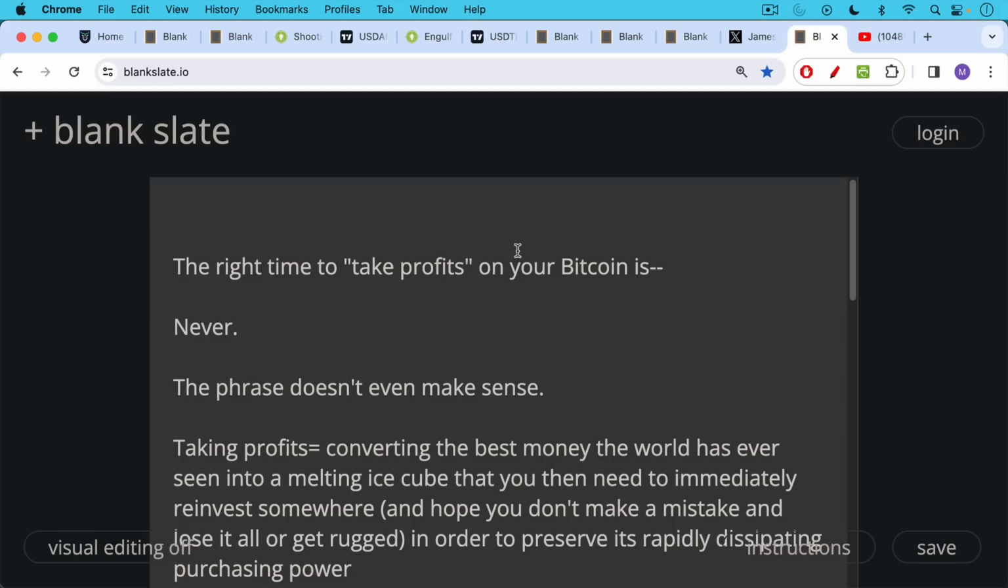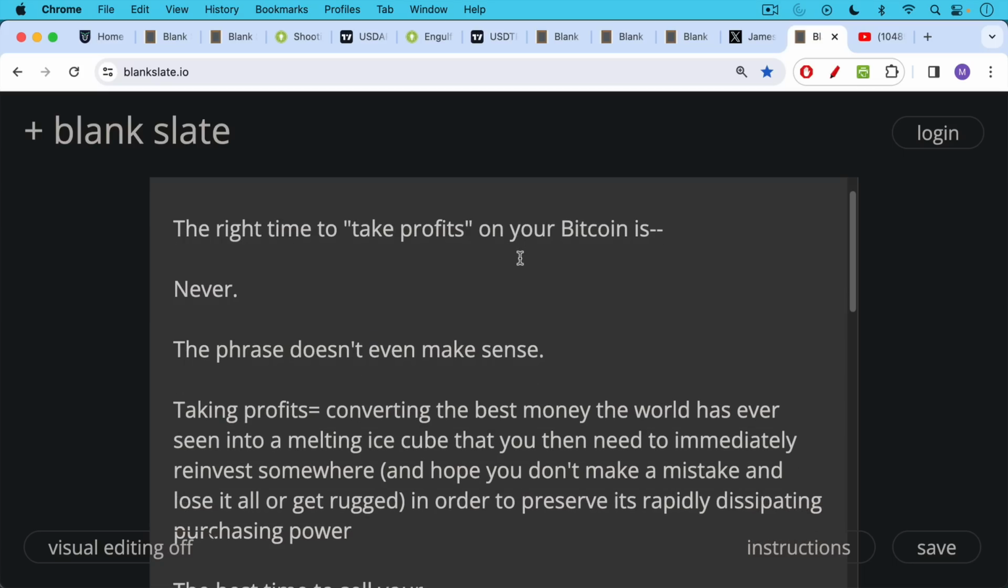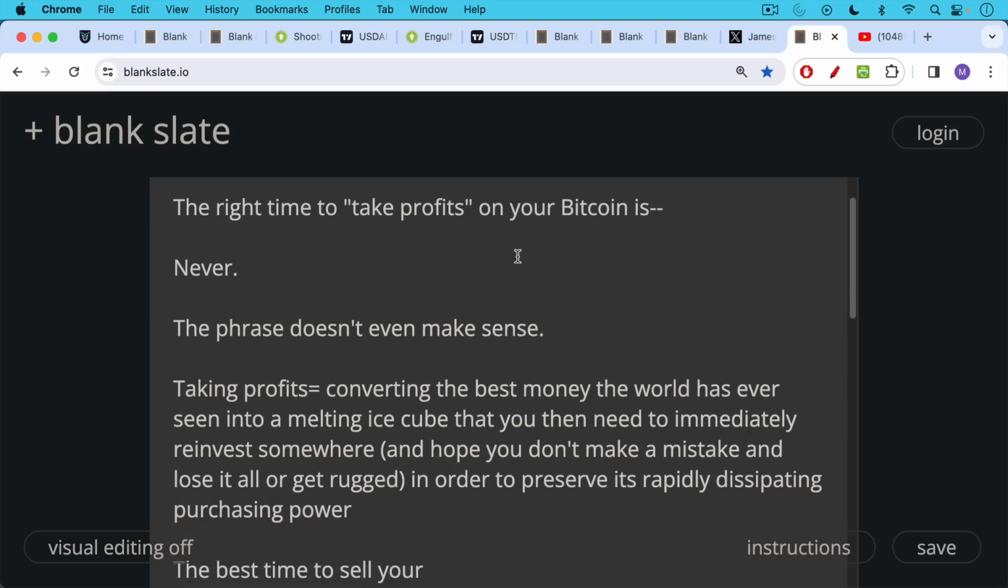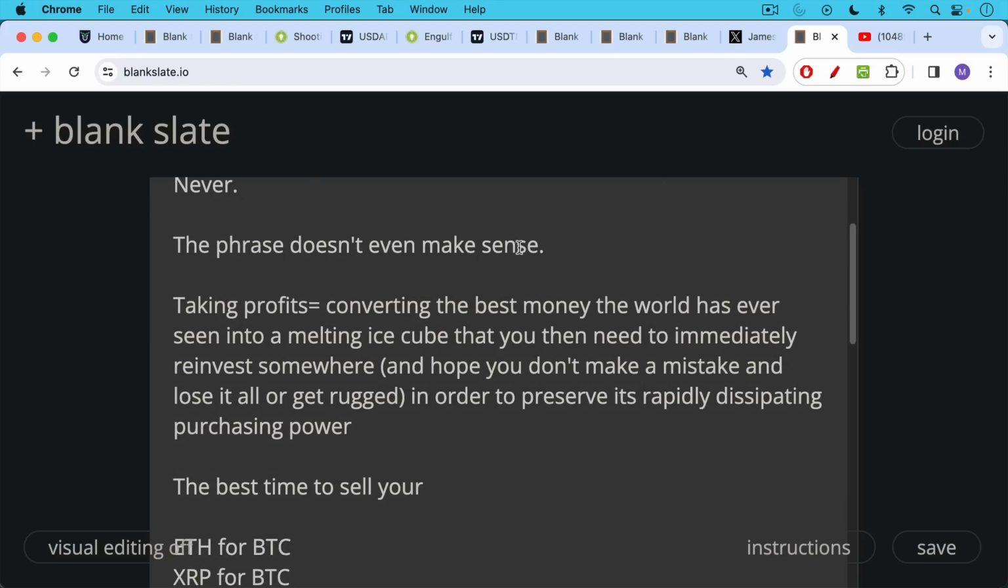In fact, the phrase doesn't even make sense. Taking profits, what does that mean? That means converting the best money the world has ever seen into a melting ice cube that you then need to immediately pay taxes on and then reinvest somewhere and hope you don't make a mistake and lose all of it or get rugged while it's on the exchange. Reinvest it somewhere in order to preserve its rapidly dissipating purchasing power. Doesn't make any sense taking profits.